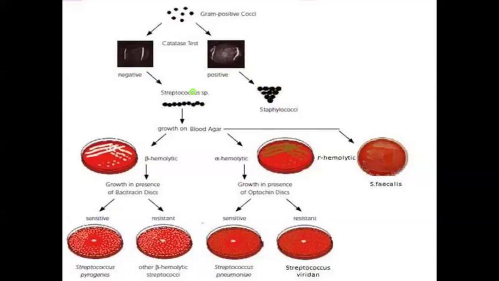And then the next step is we grow it in blood agar. When you grow it in blood agar, there are usually three outcomes. It can be beta-hemolytic, alpha-hemolytic, or gamma-hemolytic. If it's beta-hemolytic, it means there is complete hemolysis, and it's usually clear. That happens with two types of bacteria: Streptococcus pyogenes or group A strep, and Streptococcus agalactiae or group B strep.